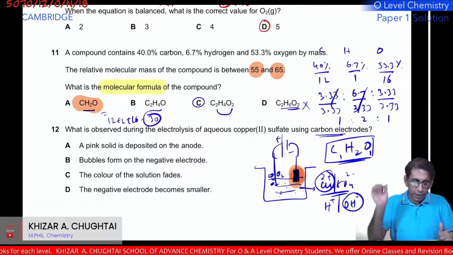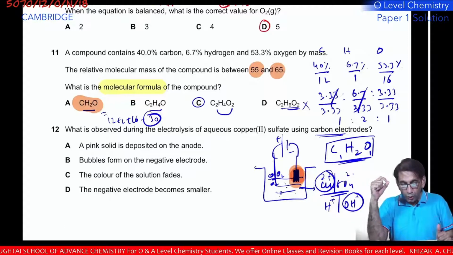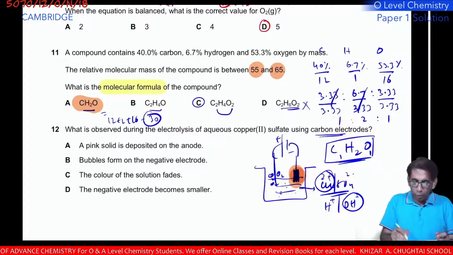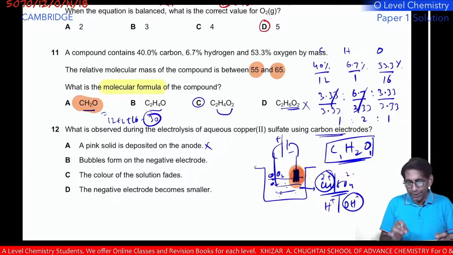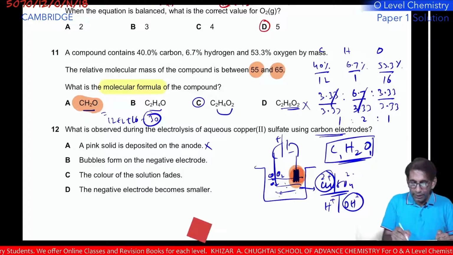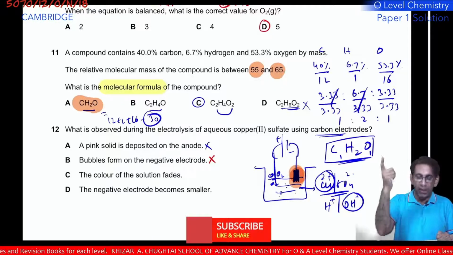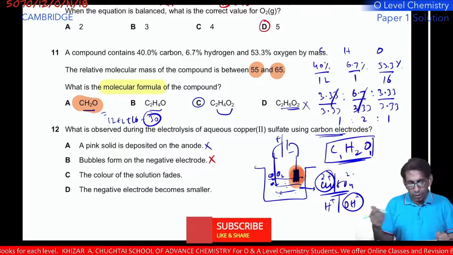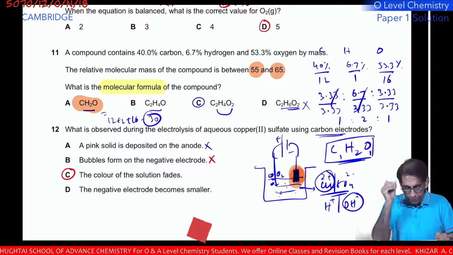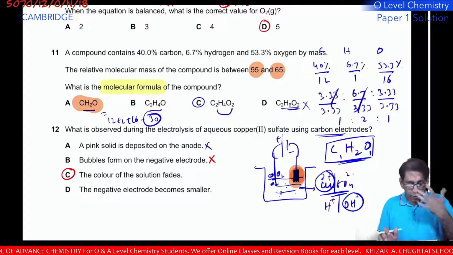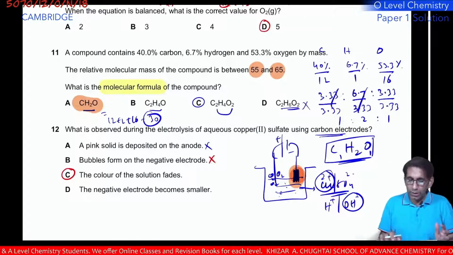Now come to the options. Option A, a pink solid is deposited on the anode. No, it is going to deposit at the cathode. This is the wrong one. The next one is bubbles at the negative electrode. There is no bubble of any sort at the negative electrode. Color of the solution fades. Yes, it is true because of the decreasing concentration of copper 2 positive ions. So C is the correct option. The next one, D, negative electrode becomes smaller. No, there will be no change in the mass of both electrodes because carbon is an inert electrode.